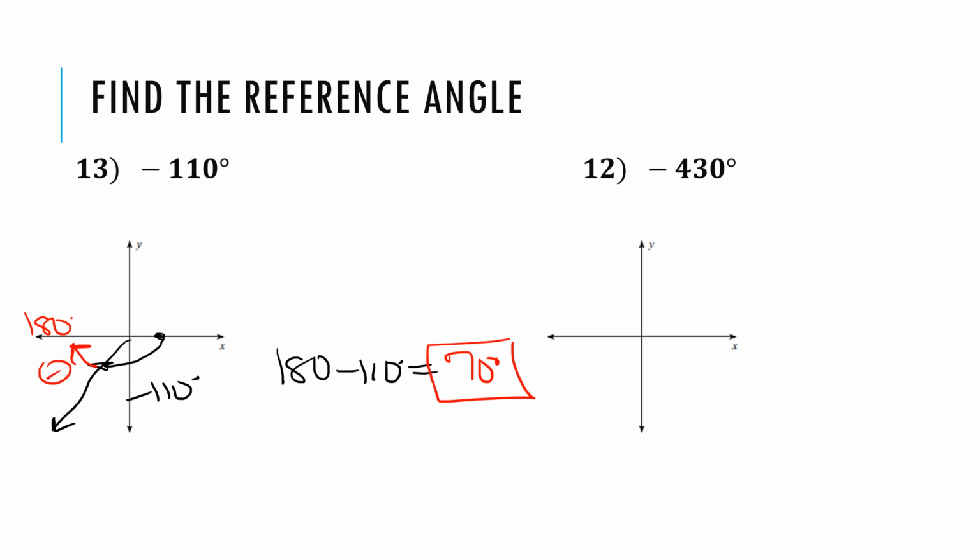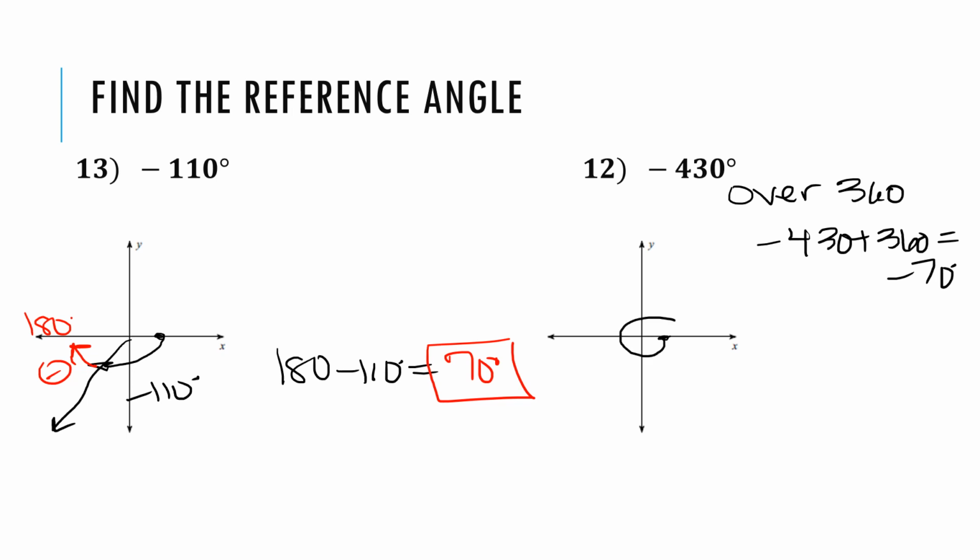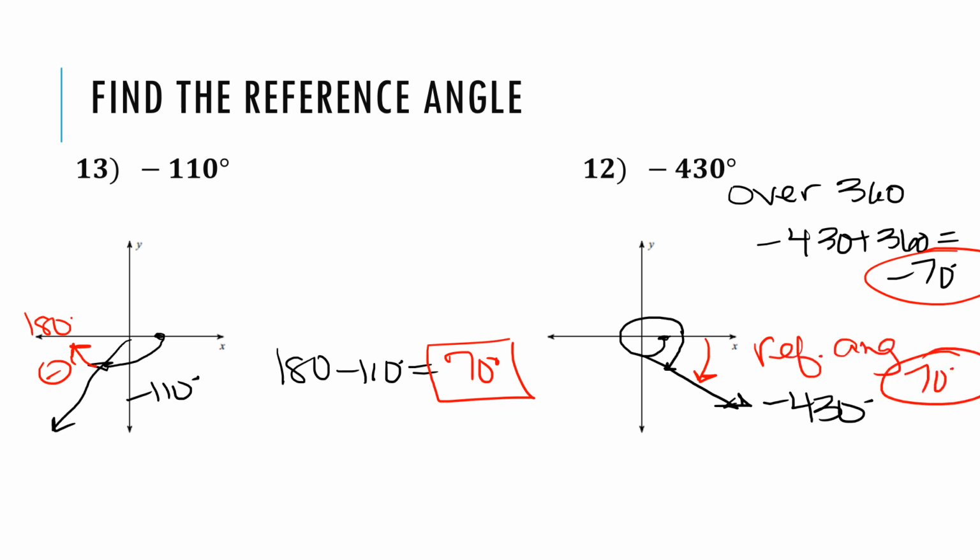And last but not least, in degrees, we're going negative 430 degrees. So that's over 360. I'm going to go ahead and find a coterminal. So negative 430 plus 360 gives me negative 70. And we're going to sketch it to see where we land. So starting on the positive x, make one rotation, go another negative 70 degrees to get me a total of negative 430. And so my distance back, the overlap, was negative 70 degrees. So we're going to take the positive of it. Our reference angle is positive 70 degrees.